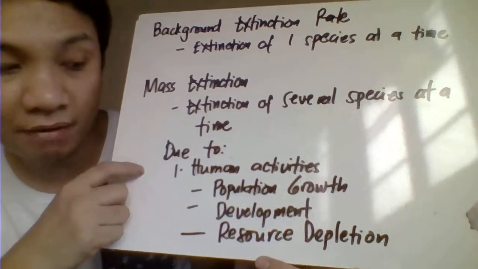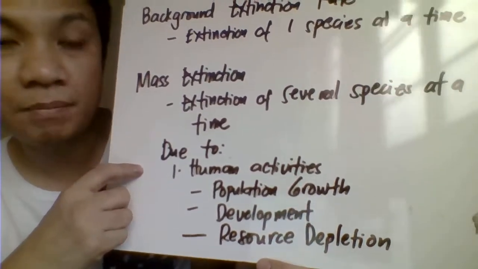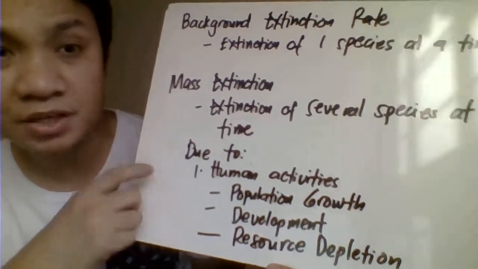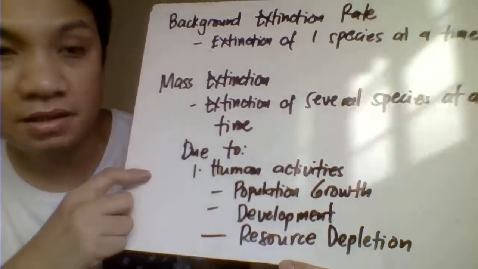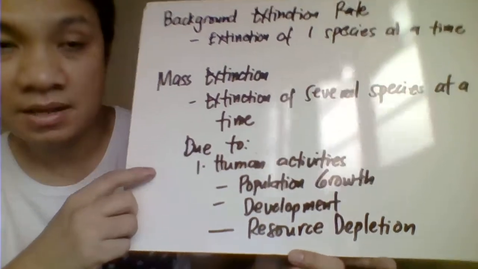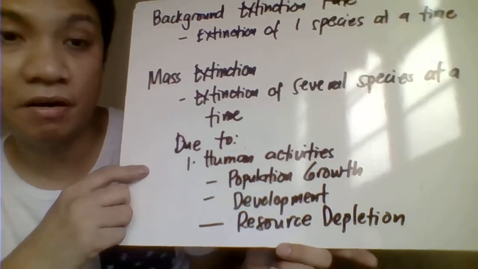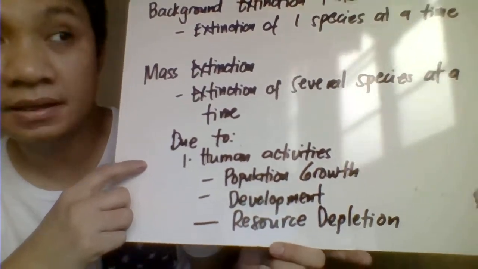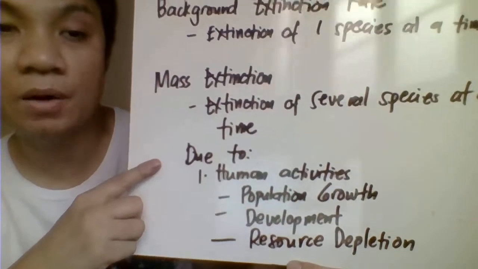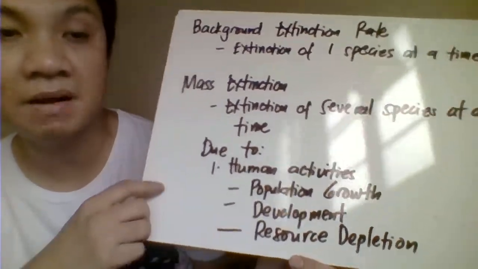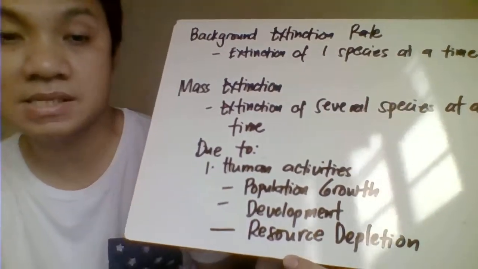Like for example, the uncontrolled population rate, or the population overgrowth. We also have development, and we also have the depletion of the basic necessities of the resources for our survival, like food, for example, and many other necessities.